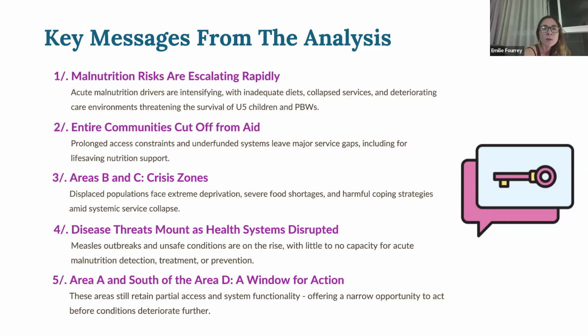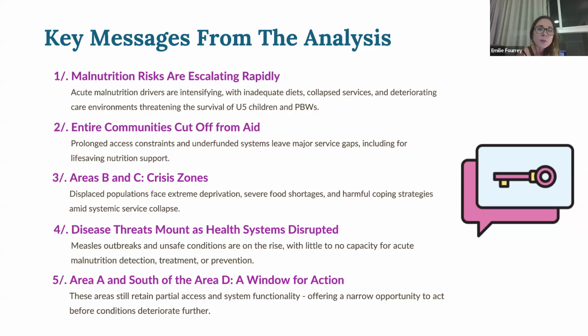Also, a reflection on the constraints on access to aid for the population, which really leaves the system with major service gaps, including life-saving nutrition support. As you could see in the analysis framework, in both of the zones and all of the townships, we could see that displaced population, compared to the host community, face really extreme deprivation, severe food shortages, and harmful coping strategies.